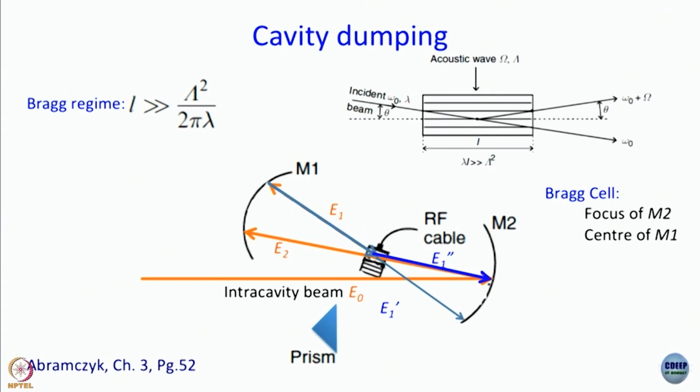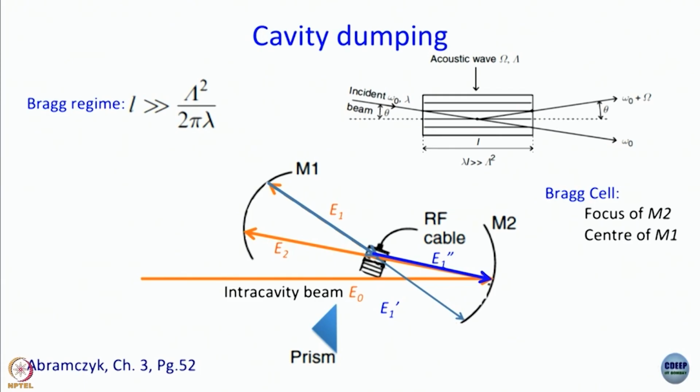Have you understood so far? Now, in the direction of E1 double dash, is that the only beam that is there, or is there something else? What we have said so far is E0 falls on the Bragg cell after reflection in M2, gets divided into two parts, E2 and E1, then E1 gets reflected by M1, comes back to the Bragg cell. The part that goes straight, we call it E1 dash, the part that bends, we call it E1 double dash.